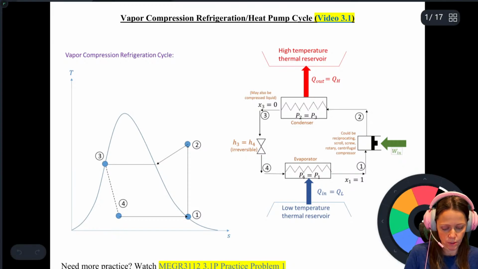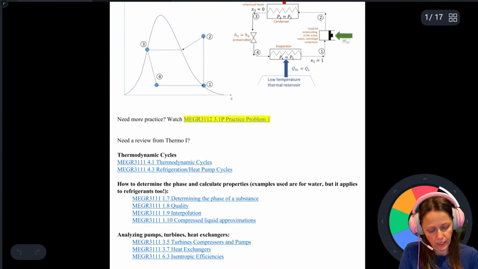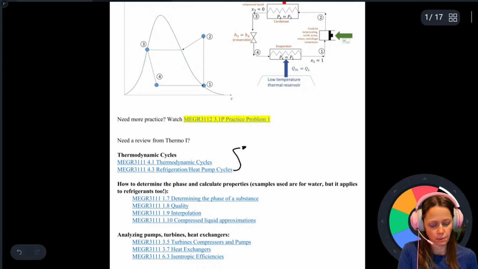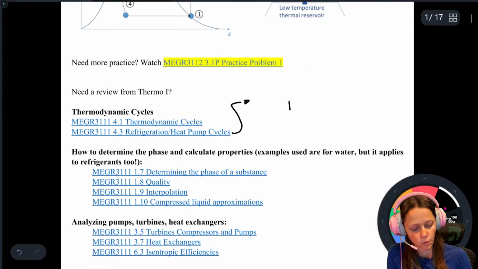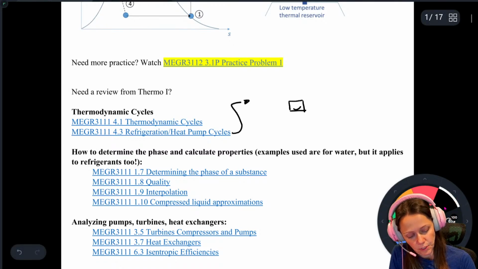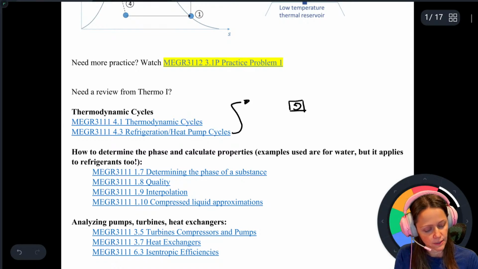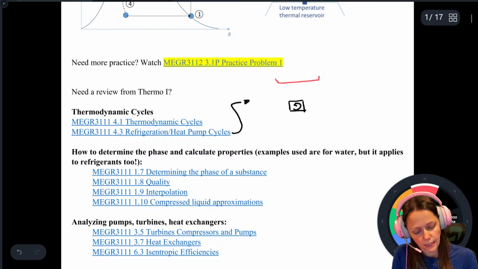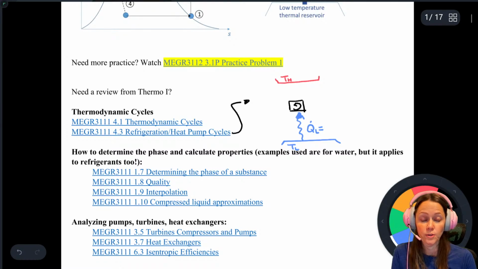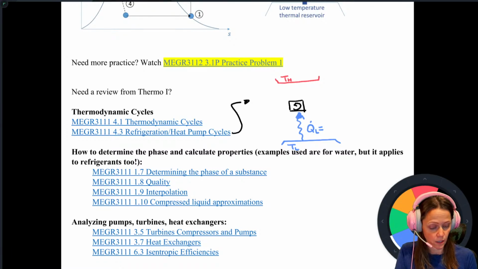So before we actually go on to those, I do want to bring you back a little bit to just what a refrigeration or a heat pump cycle is. In Thermo 1, you analyzed it as a black box, just like we analyze power cycles as a black box. We did a little backwards counterclockwise arrow. You had a high temperature reservoir, low temperature reservoir, and the whole point of it was not to generate work, but to transfer heat in the direction that it doesn't want to go. It doesn't want to naturally flow from what's colder to what's hotter.